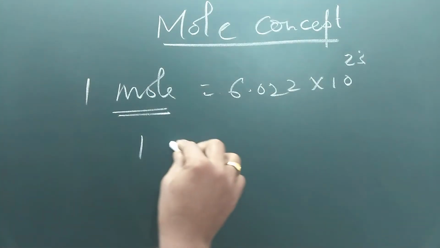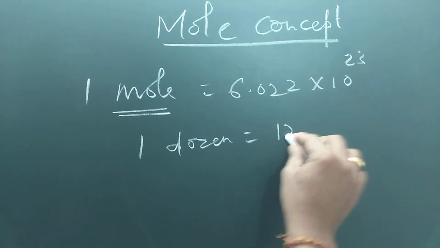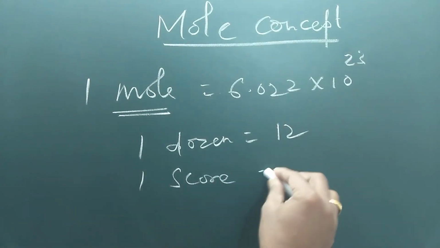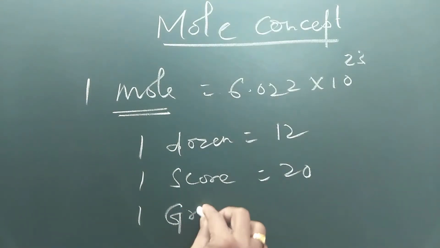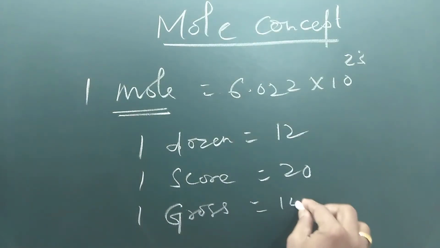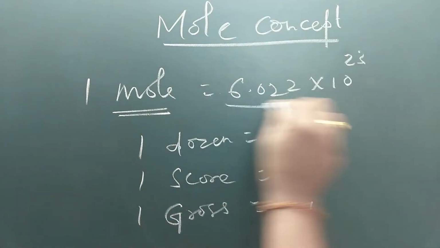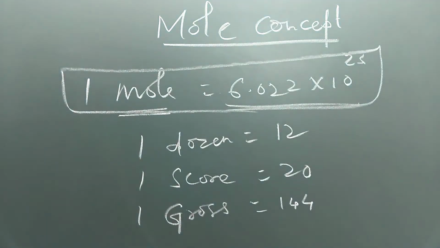Now just like when we buy 1 dozen, it denotes 12 articles or 12 things. Similarly, 1 score denotes 20. 1 gross denotes 12 dozen, that is 144 articles. In a chemist's workplace, 1 mole denotes Avogadro number of particles.